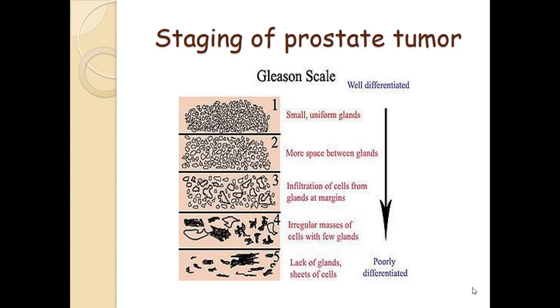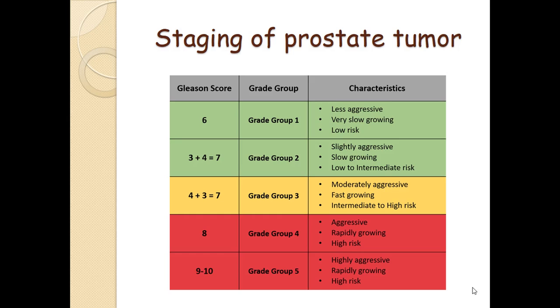Yes sir, we see the biopsy reports as written in this slide. We combine the most common and second most common. If the most common is more space between glands, or infiltration of cells from glands at the margin, it is grade 3. If all of them are grade 3, we combine both, 3 plus 3. If the most common is grade 3, infiltration of cells of glands at the margin, and the second most common is 4, we combine it, 3 plus 4, and the score becomes 7. Like this we make the score.